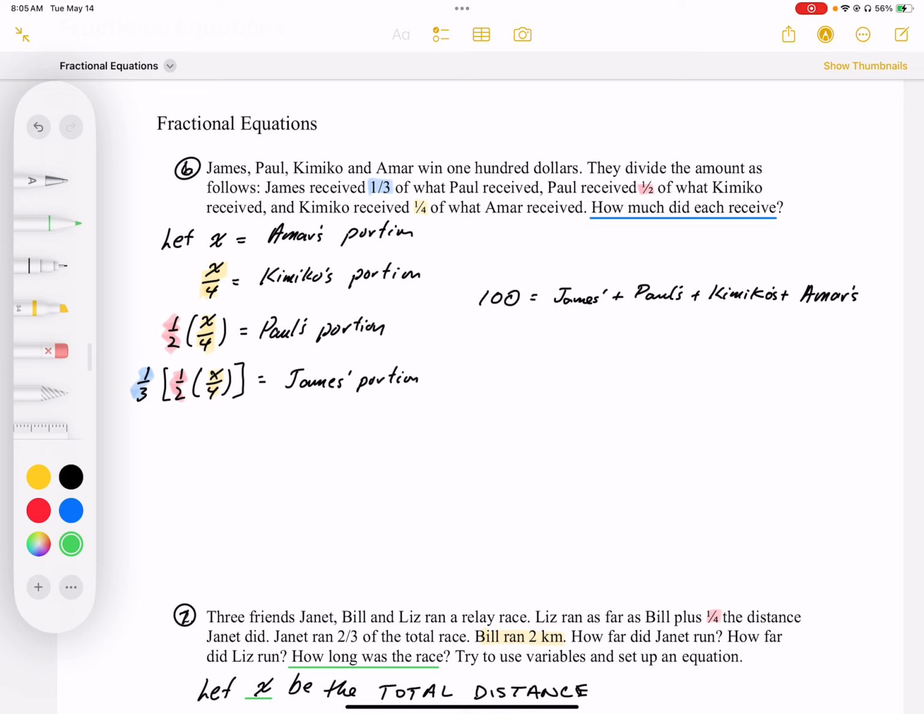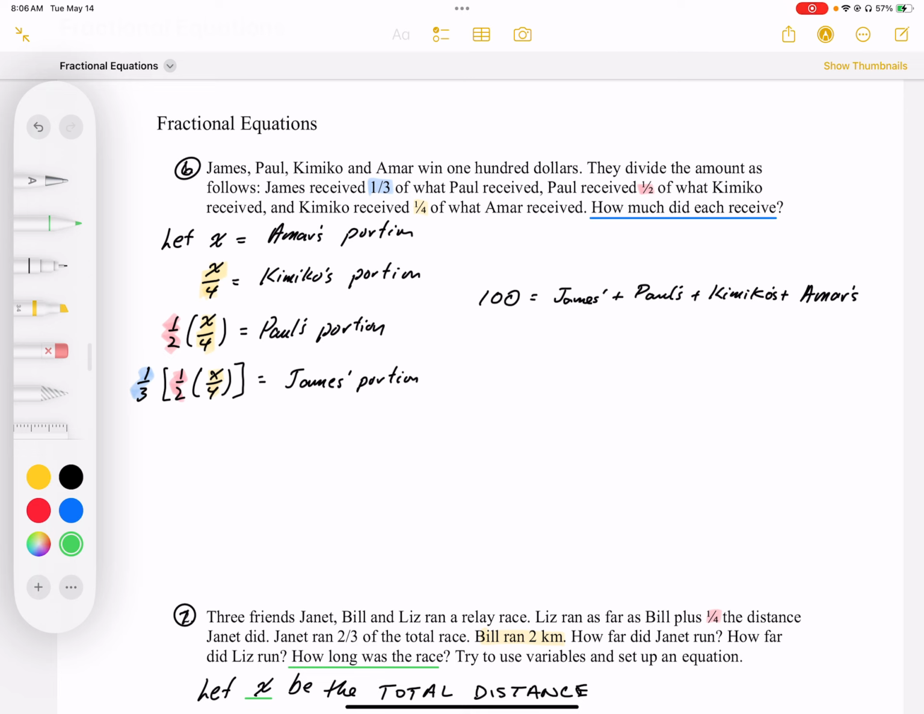Paul is 1/2 of Kimiko, so I take Kimiko, which is X over 4, and times that by 1/2 to get Paul's portion. And then reading backwards, it says James receives 1/3 of what Paul receives. So I get Paul's portion, which is 1/2 times 1/4, and times that all by 1/3.